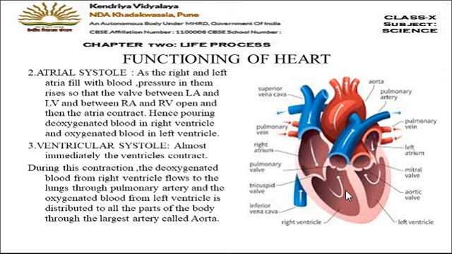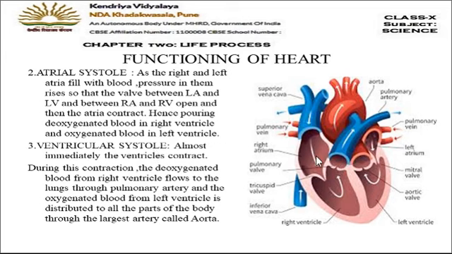Fine. So now where is the blood? After the contraction of both the atriums, the deoxygenated blood is in the right ventricle and the oxygenated blood is in the left ventricle. Okay. Now the third step is ventricular systole.